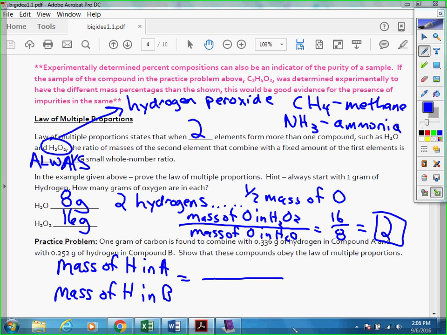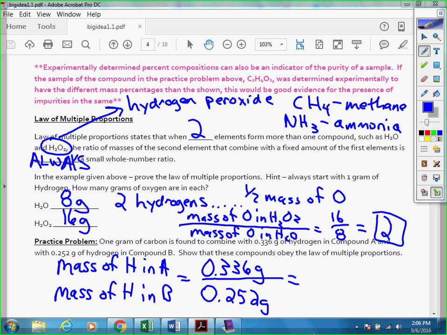Anybody give me a number on the top? What's the mass of hydrogen in compound A? It says it right here. What is the mass of hydrogen in compound A? 0.336. What is it in B? All right, divide. Tell me what you get.